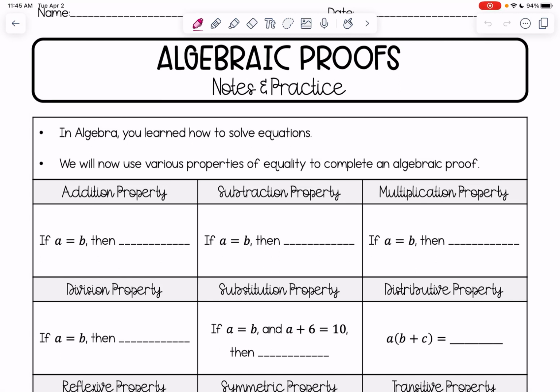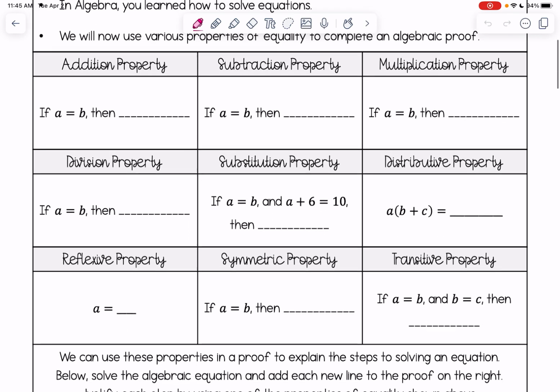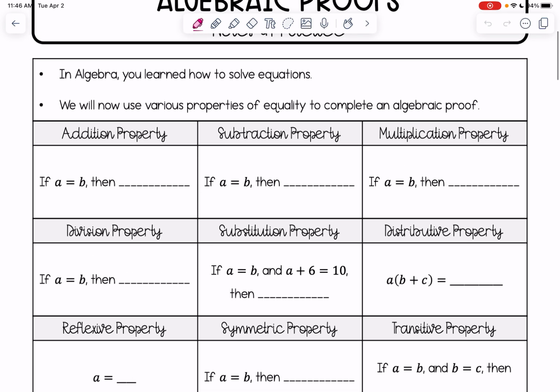In this lesson, we are going to be learning about algebraic proofs. So in algebra, you've learned how to solve equations. Basically, what we are going to do now is use various properties of equality in order to complete an algebraic proof. And if you can solve a simple algebraic equation, this is really just formalizing that process. So we're going to talk about a total of 9 different properties that can be used in these proofs.